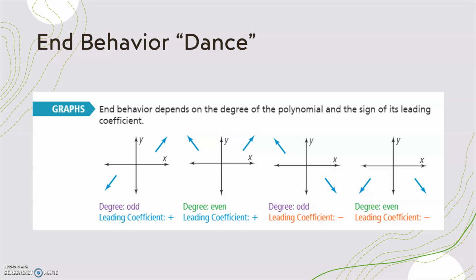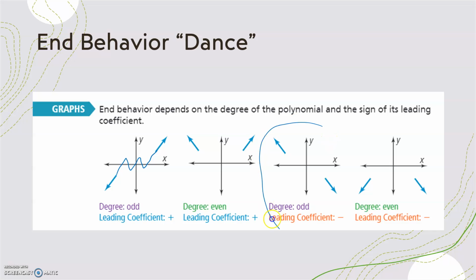So this is another way of thinking about it. I don't know what's going on in between. There could be all kinds of wiggles and jiggles. But I know that if I have a degree that's odd, my left and right side are not going to match. I said that wrong. If the degree is odd, my two ends are going to point in opposite directions.